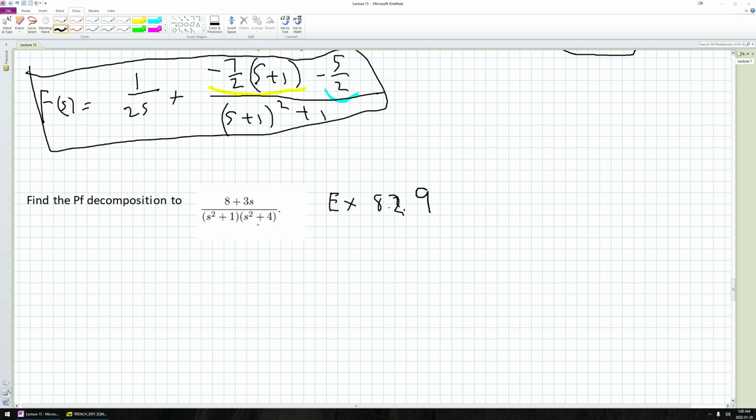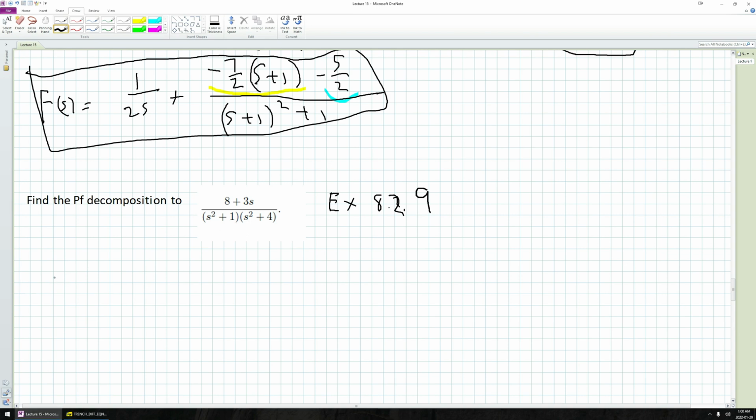Okay, so how should we choose to partial fraction decompose this guy? Well, s squared plus 1 does not factor. S squared plus 4 does not factor either, right? To factor it, I need to go to complex numbers. So I'm stuck with both of these terms as is.